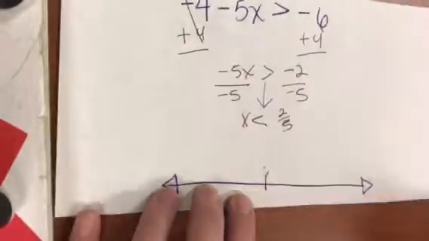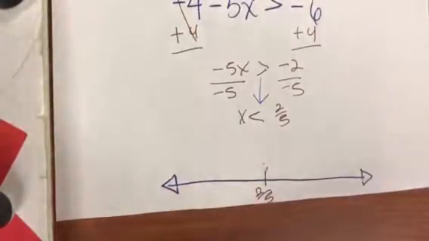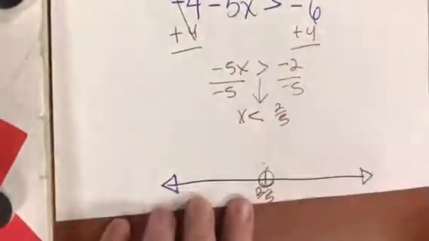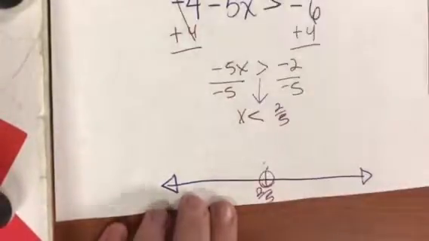And then when I graph this, I've got 2 fifths. Let's do Miss Green's version of it. Is it going to be open circle or closed? It's going to be open, because it does not include the 2 fifths.